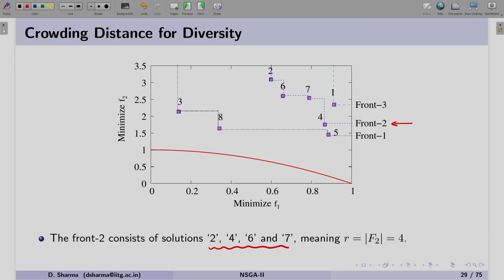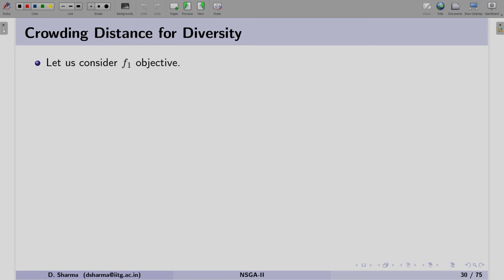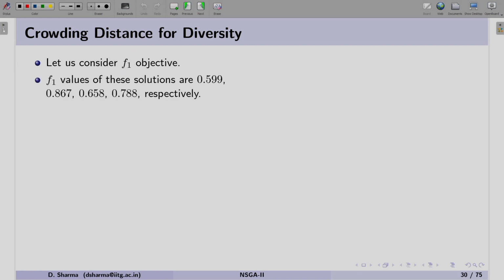So, the cardinality R says that there are 4 solutions. Next step is we have to assign the crowding distance of each solution equal to 0. So, that is the initialization. As per the algorithm, let us consider the first objective. In this first objective, we will be writing the objective function values of these solutions. The next step is we have to sort these solutions based on F1.